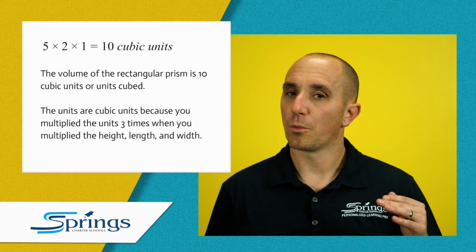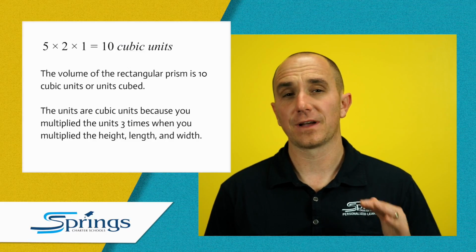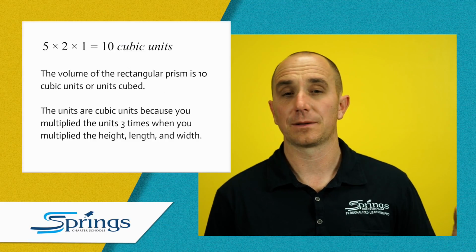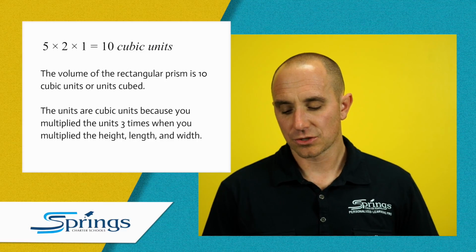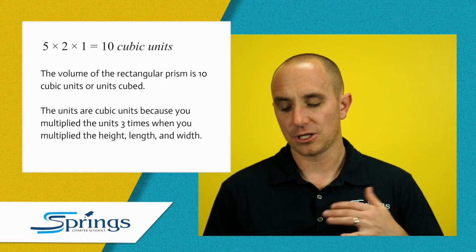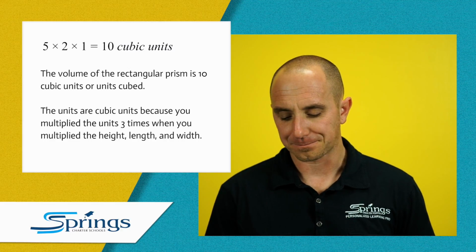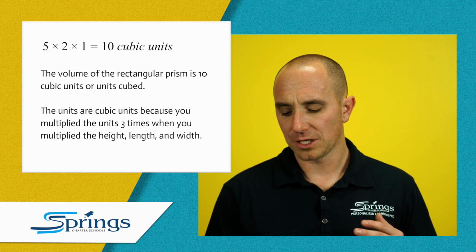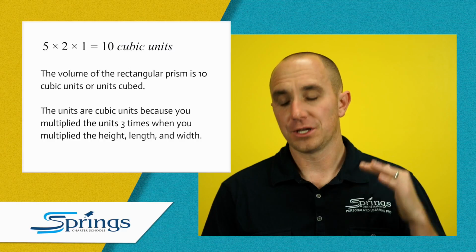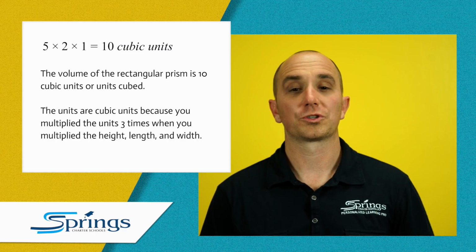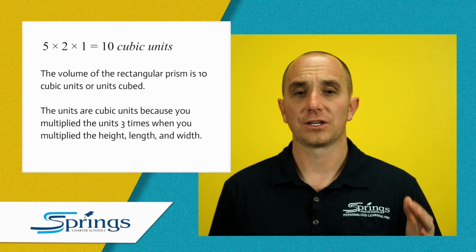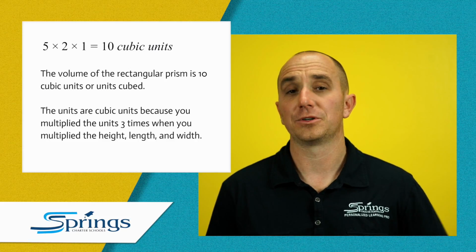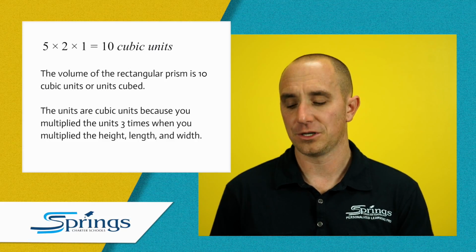If we multiply all three of those values, 5 times 2 times 1, well 5 times 2 is 10, and 10 times 1 is 10, so it's 10 cubic units. So the volume of the rectangular prism is 10 cubic units, or units cubed. The units are cubic because you multiplied the units 3 times, when you multiplied the height, the length, and the width. Just like squared was length times width, where you had 2 units, this time you're doing cubed because you're using 3 different units.